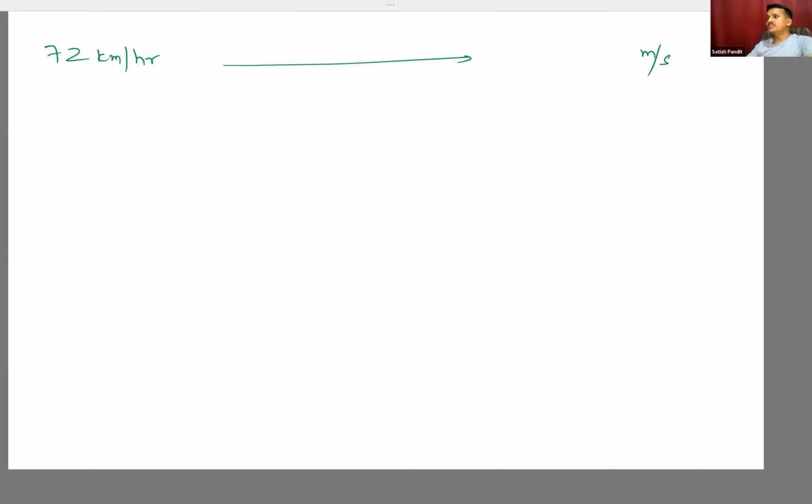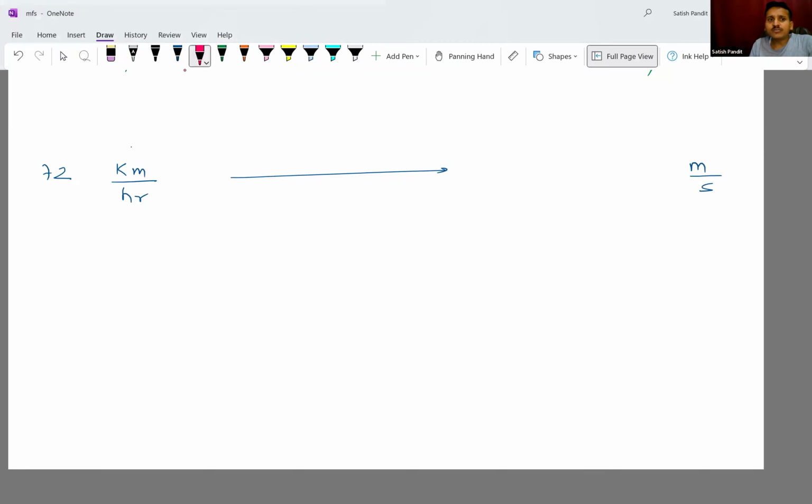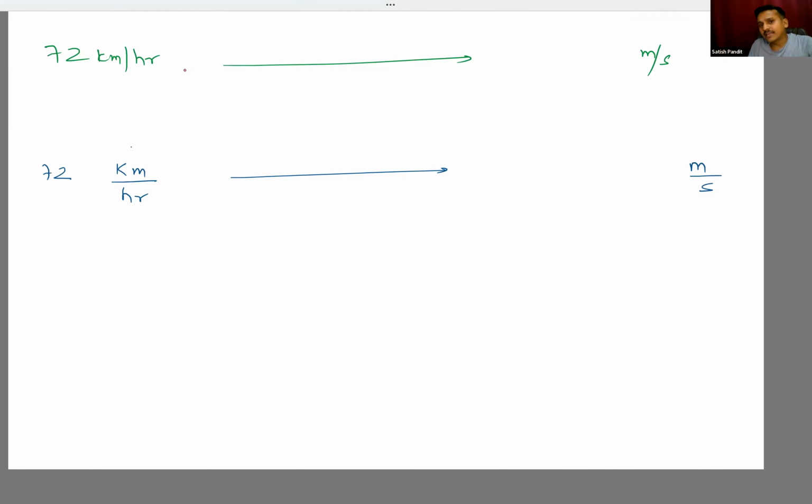Let me explain. Lokajit, Prince, and Ritesh, all three of you were right. Very nice. Let me explain once again. I have 72 kilometer per hour to convert to meter per second. 72 is a fixed number. Write that as it is.